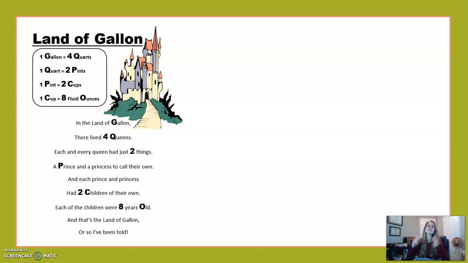So there you go, that's the song. But remember, a song means nothing if we can't put it into good use. And so how do we use the song to help us? We use it to draw our Land of Gallon. And so it would go like this.